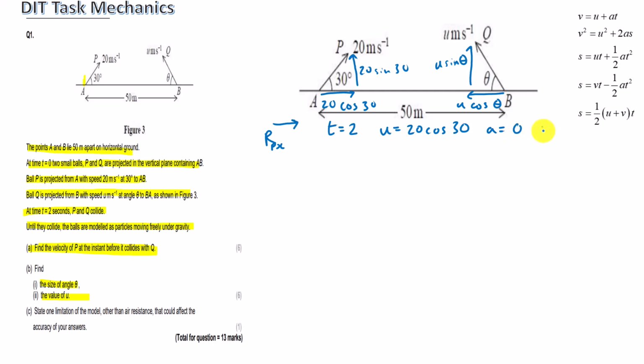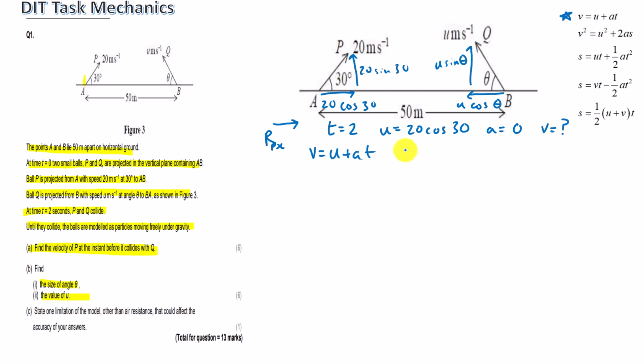And we need to find V. Let's start with this. This helps us know what SUVAT formula to use, or the easiest one to use. So, it's clearly this one. So let's use V equals U plus AT.